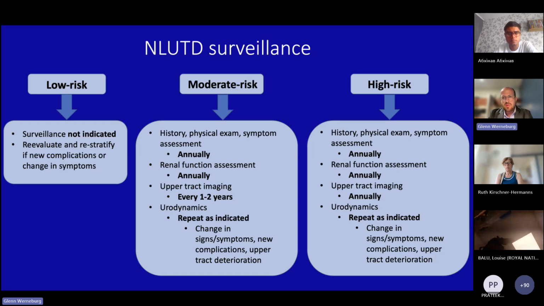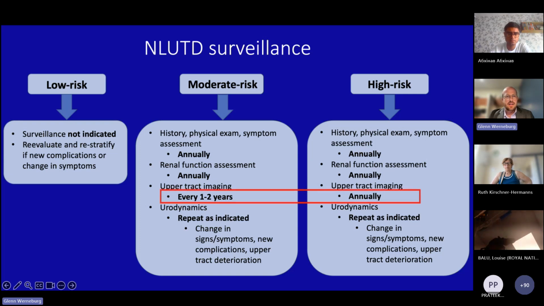The high-risk patients, we monitor their history, physical, and symptoms annually, their renal function annually, their upper tract imaging annually, and urodynamics also repeating as needed. Some people, even in the United States, will perform urodynamics at set intervals in this high-risk group, but this comes from the AUA guidance here.